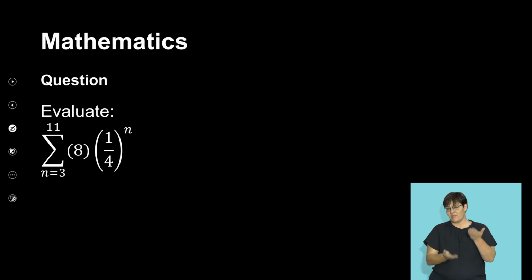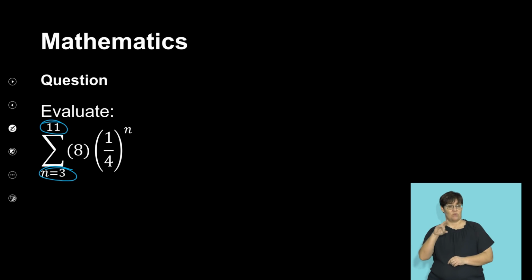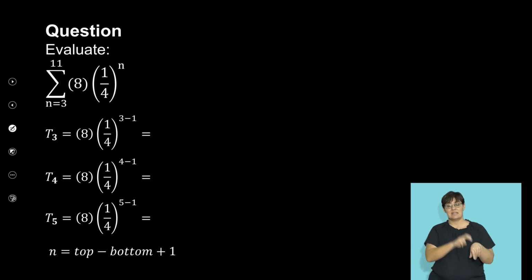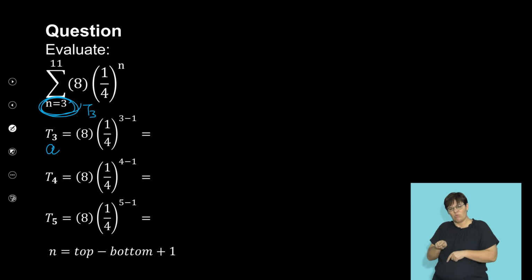We're now going to evaluate the sigma sum where we have 8 times a quarter to the power of n, but please note that we are starting the sum at n is equal to 3 and we are ending the sum at n is equal to 11. Just a reminder, for sigma sums, I actually have to have my a and my d, or in this case my r, because that allows me to substitute into the geometric series formula. So I need to find the first 3 terms of this sequence. Because the actual series, or the sum, starts at term 3, term 3 is my a. Because term 3 is my a, I need to actually know what the value of it is.